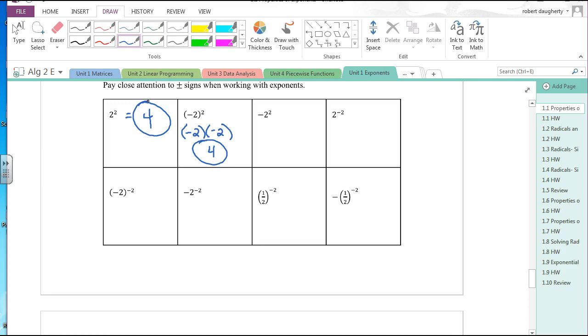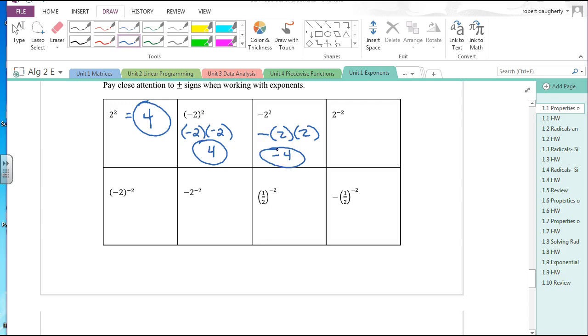2 squared. You look at your exponent. What's immediately to the left is what the exponent applies to. So what's immediately to the left of this? Negative 2. So negative 2 is being squared. What's immediately to the left here? Not negative. What's the only thing it touches? It touches the 2. The 2 is being squared. The negative applies to everything. So this is the negative of 2 times 2. What answer is that? Negative 4.